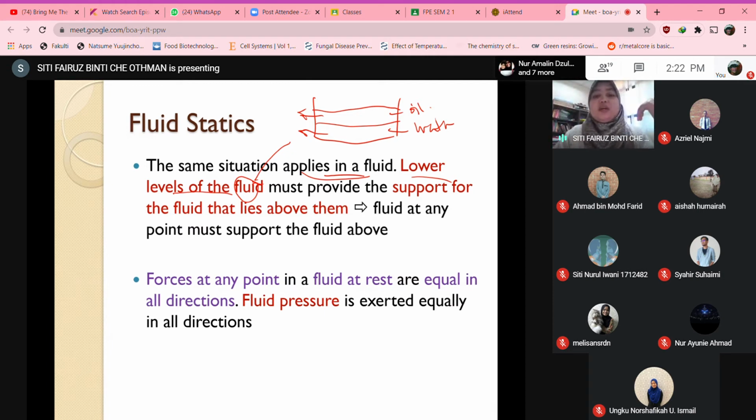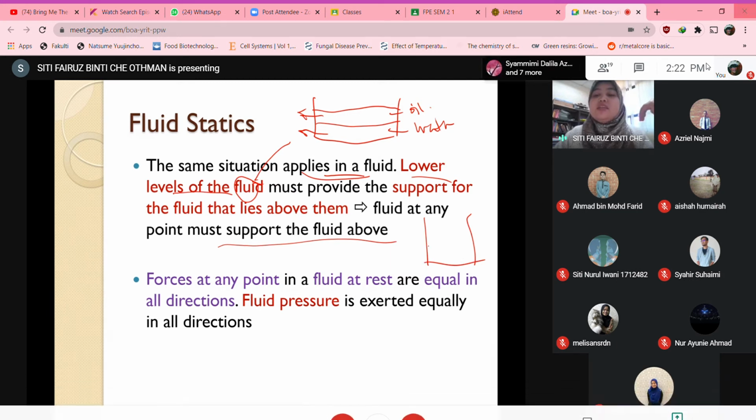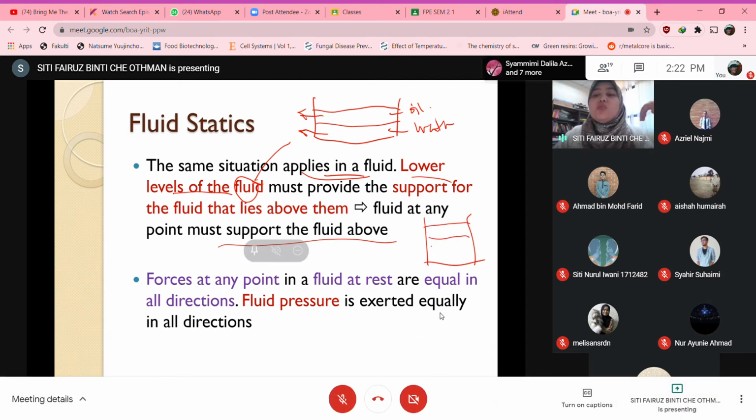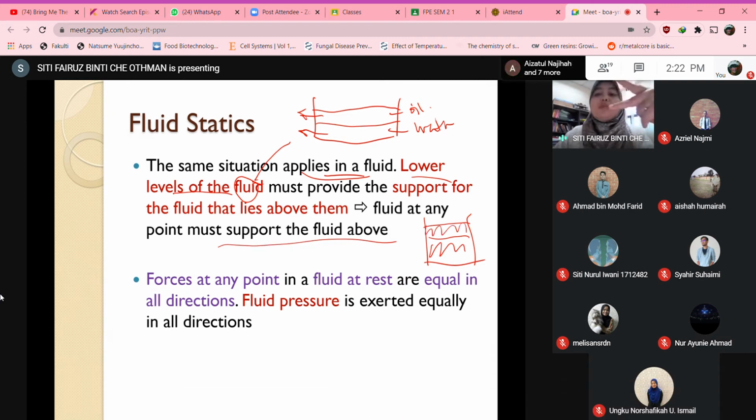Fluid at any point must support the fluid above. So if it's stored in a tank, like I told you before, let's say this is water and this is oil. The water here must be able to support the oil on top, if these are two types of properties. If it's just normal water the whole time, you just have to make sure that the water at the bottom can support the upper level. There is an equation that you can use to calculate the pressure at each depth of this particular tank. All right, forces at any points.